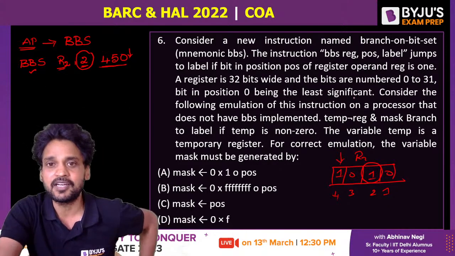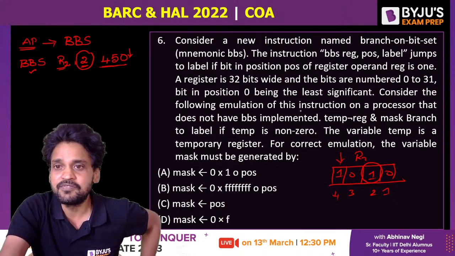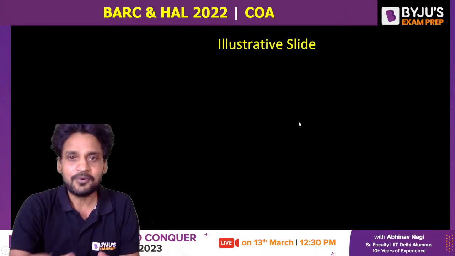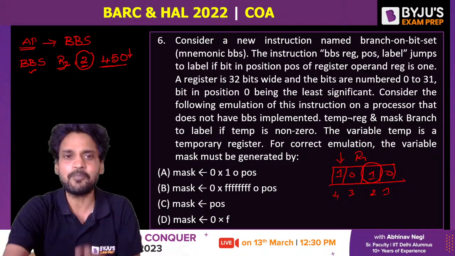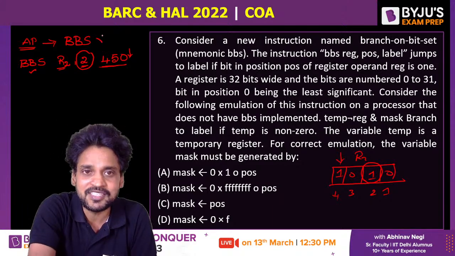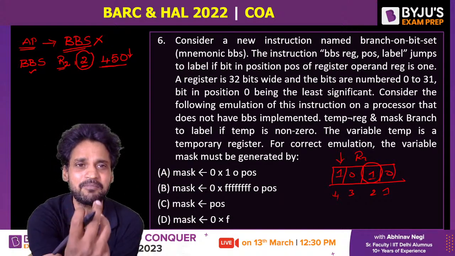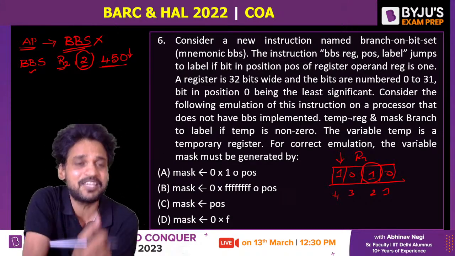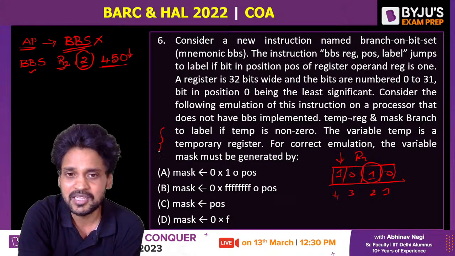Now understand carefully. Consider the following emulation of this instruction on a processor that does not have BBS implemented. Now he has come back to a normal processor which doesn't have BBS at all. When there is no BBS, how is the same thing going to be executed? This is the question. Let us forget about all these things for now; we will come back and understand this question.